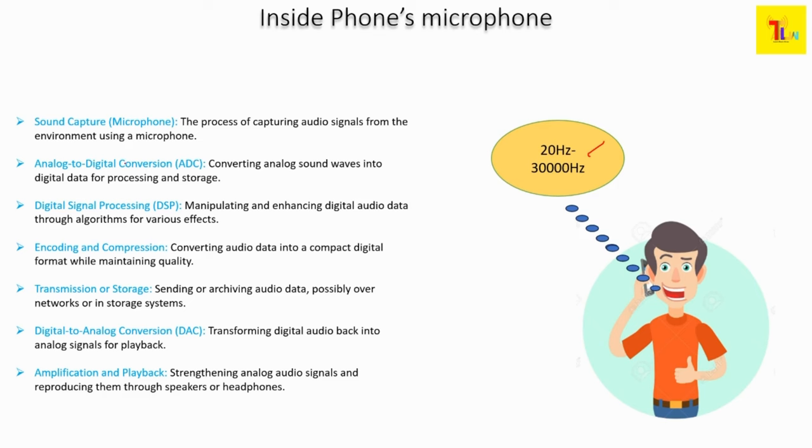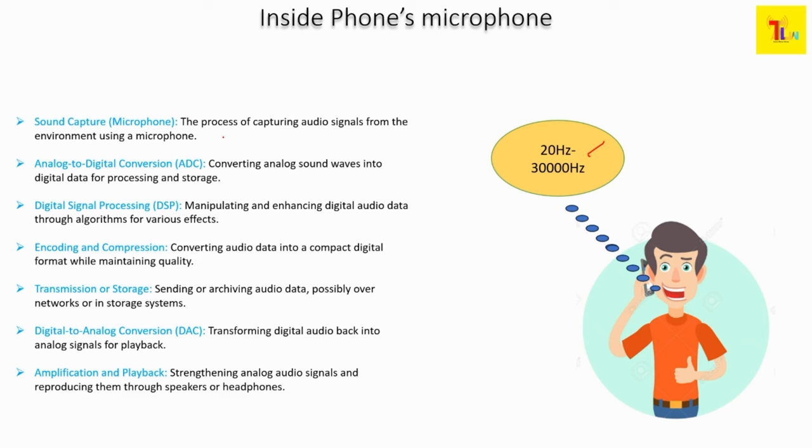So if you see inside the phone, the microphone is there. The microphone captures the sound. I will discuss the microphone operation also. Then after capturing the sound, we convert the data from analog to digital format. As per your voice variation, the microphone will generate an electrical signal, and that electrical signal is in analog format. Then the analog to digital converter converts those analog sound waves into digital data.